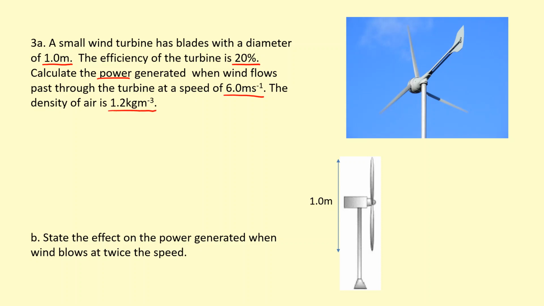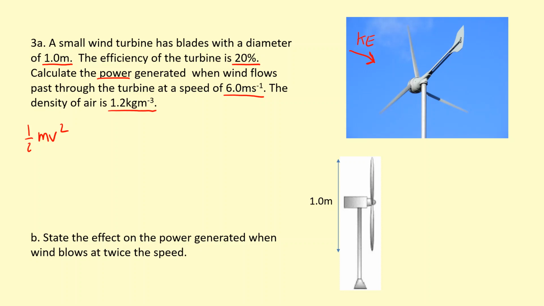So how does a wind turbine work? It's got wind that's flowing through here at a speed of 6 meters per second, so it's got some kinetic energy. Again, that's going to turn into electrical energy, but only 20% of it. So first we need to calculate the kinetic energy, half mv squared. We've got the speed, 6 meters per second, but we don't have the mass. Okay, so we're going to look for clues how to get the mass in this question.